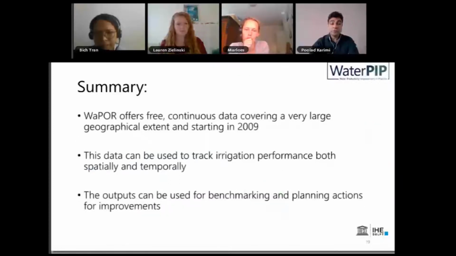In summary, WaPOR offers free, continuous data that covers a very large geographical area and starts in 2009. This data can be used to track irrigation performance both spatially and temporally, through years, through seasons, and show us where the locations are for the hot spot and bright spot. And also that information of the irrigation performance assessment can be used for benchmarking and planning actions for improvement.